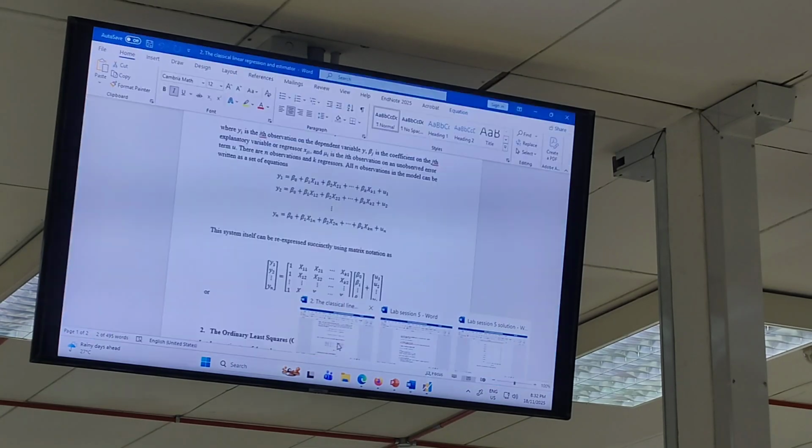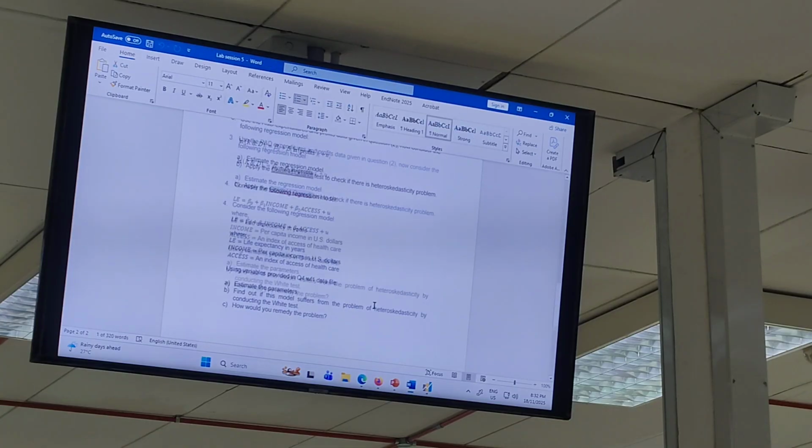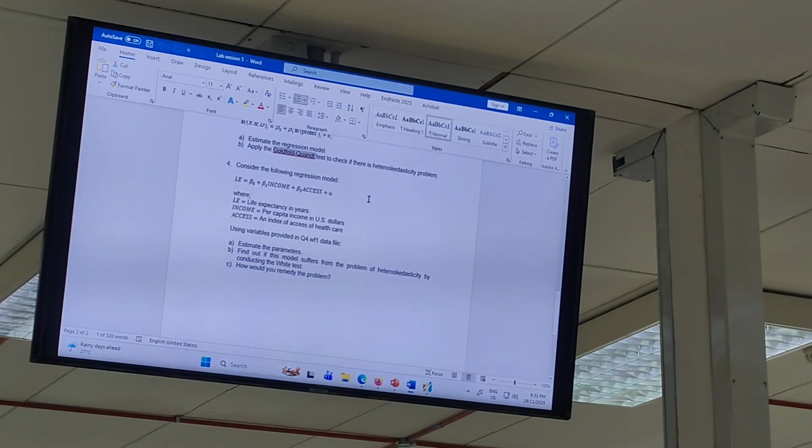Question number last one. 4. Consider the following regression model. We have LE, the life expectancy in years. And then we have two independent variables, income and access. Income is per capita income in US dollars. Access is an index of access to health care.